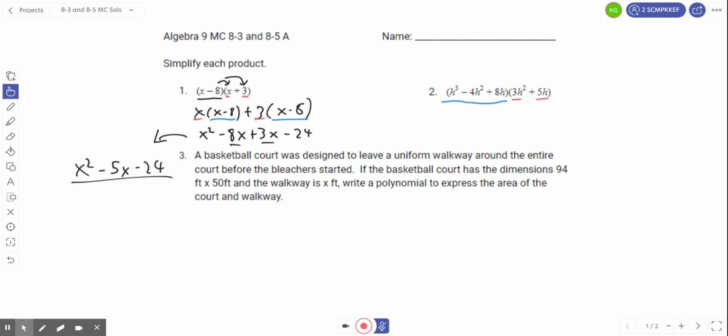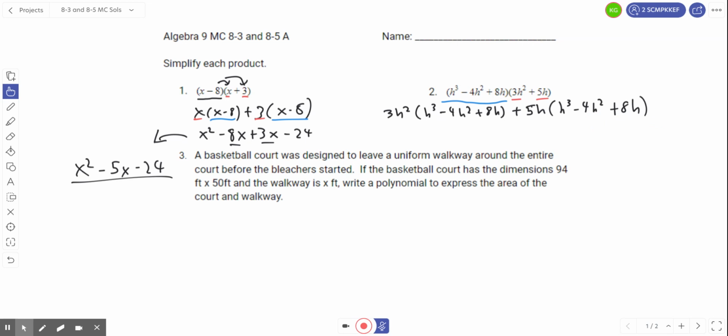So I get 3h squared times h cubed minus 4h squared plus 8h, plus my second term in the second factor, 5h, times the first factor again, h cubed minus 4h squared plus 8h.